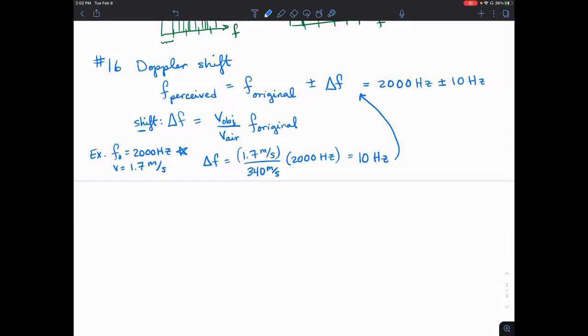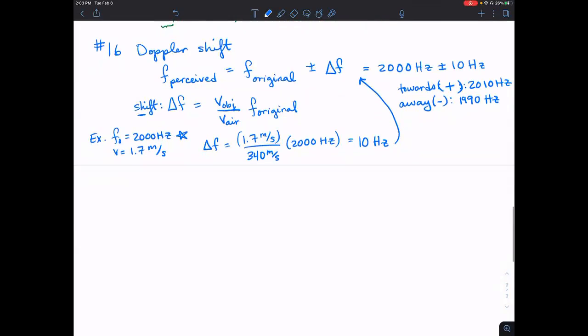And then you would have to decide, am I doing plus or am I doing minus, based on your own physical experience. If it's coming towards you, you know the perceived pitch goes up. You would use the plus to get 2010 hertz. And if it's going away, then you would use the minus sign and you would get 1990 hertz. Okay, so that's the example with the Doppler shift.